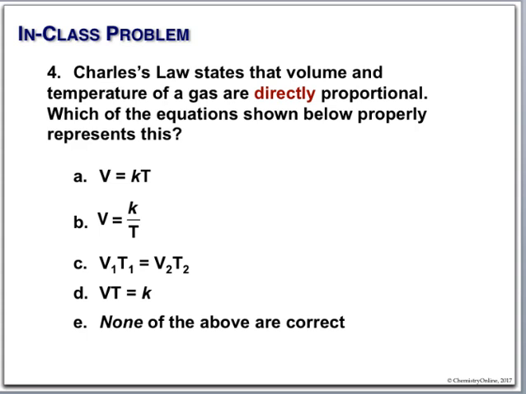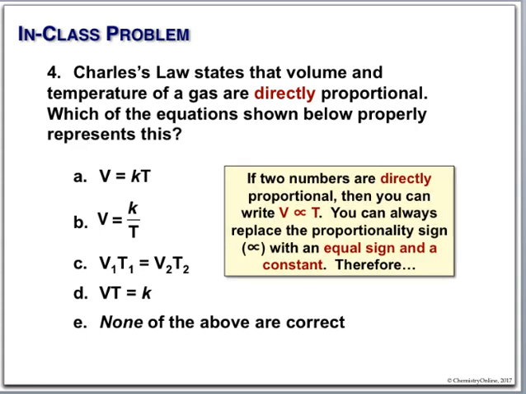Charles' law says that volume and temperature are directly proportional. Okay? We said that. Directly proportional. So you increase the temperature, you increase the volume at constant pressure. So which of these represents that? Here's our little square. If our numbers are directly proportional, what we are saying mathematically is that volume is directly proportional, that's what that little sign means, to temperature.